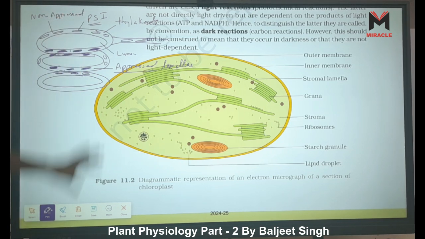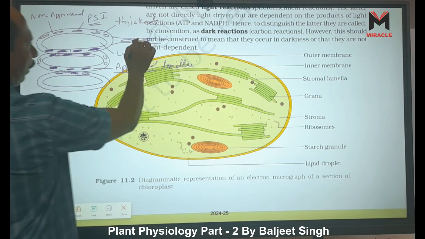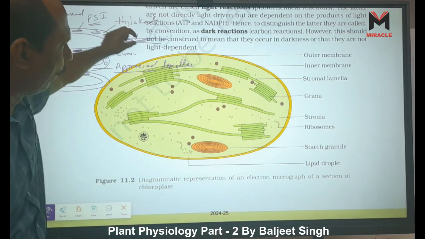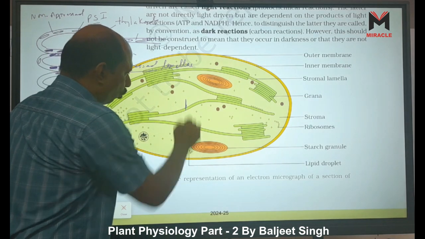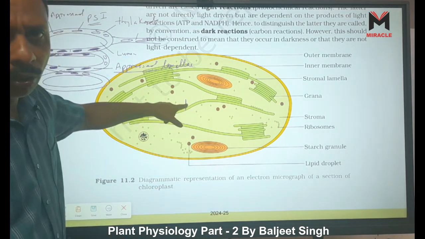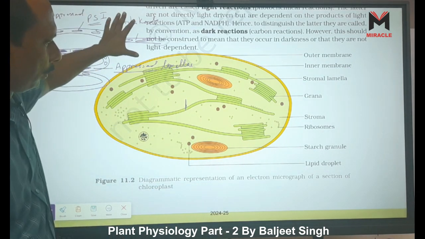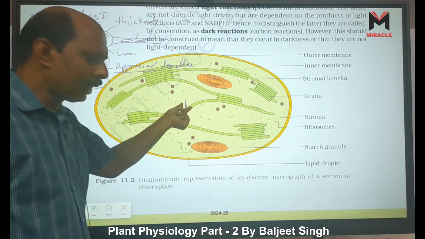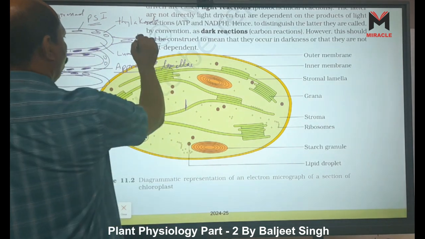Non-oppressed. What is the difference between oppressed and non-oppressed? Now, can you tell me this one? This is the stroma lamellae. So are they oppressed or non-oppressed? Which one is this? Because both sides are free, they are called non-oppressed.